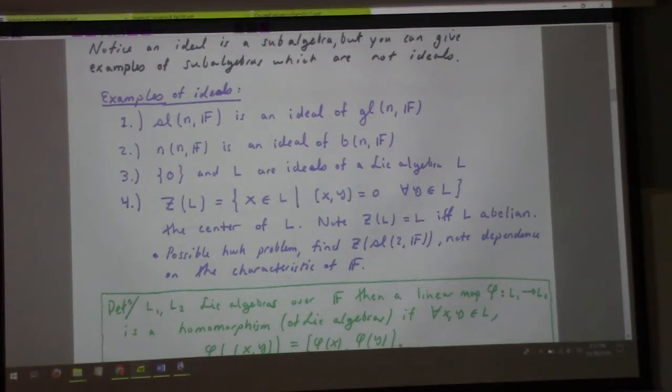What's the characteristic of the field? The number of times we have to add 1 to itself to get back to 0, right? If it's possible. If it's not possible, we say it's characteristic 0, like rational numbers, real numbers, complex numbers, right?